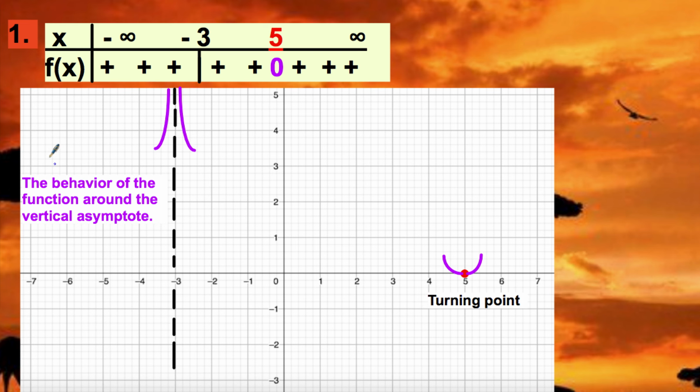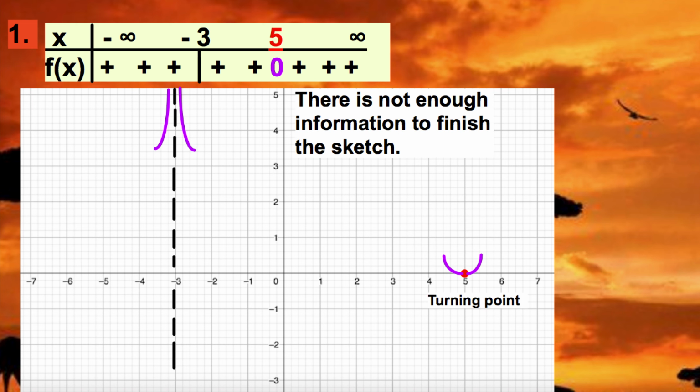Here we have the behavior of the function around the vertical asymptote, drawn by these two purple lines, and the behavior around the turning point at x equals 5. It's the behavior of the function around the x-intercept. There is not enough information to finish this sketch.